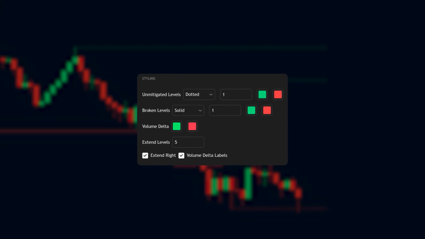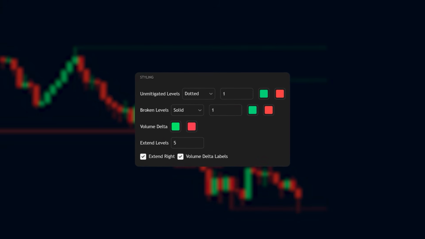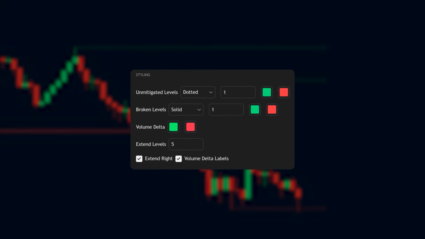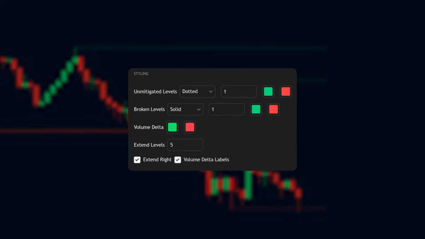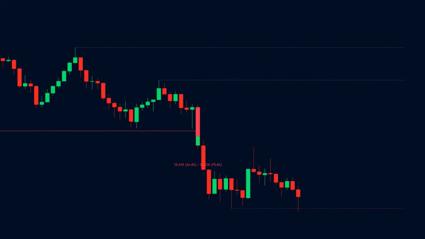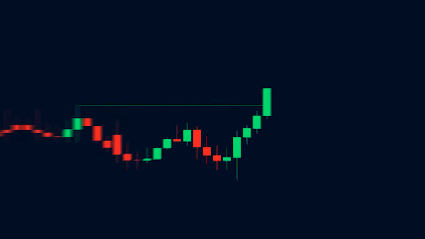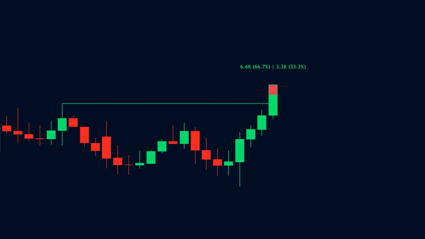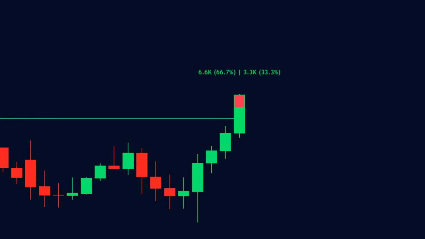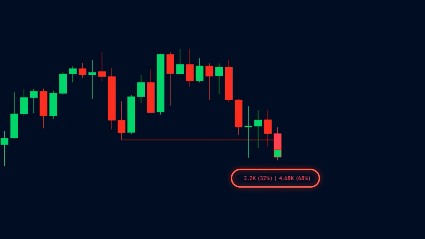From a styling perspective, the indicator allows customization of how unmitigated levels appear, how broken levels look once they lock to the breakout candle, and how far levels extend forward using extend levels. If extend right is enabled, levels extend indefinitely to the right until interacted with. If disabled, they stop at a fixed future point. Volume delta labels can also be enabled, which print bullish and bearish volumes, along with dominance percentages directly on breakout bars. Bullish labels appear above bullish breakouts, and bearish labels appear below bearish breakouts.